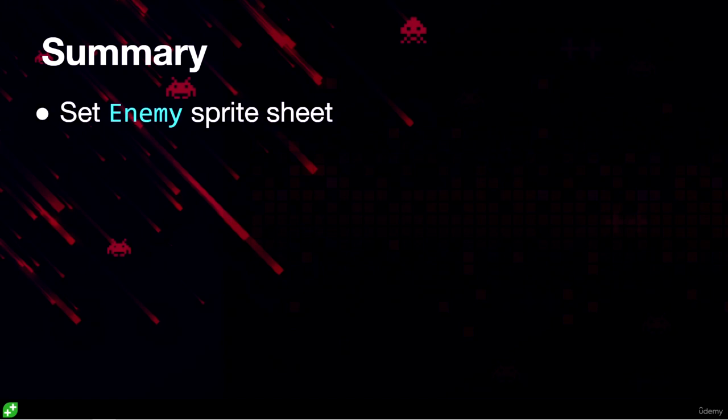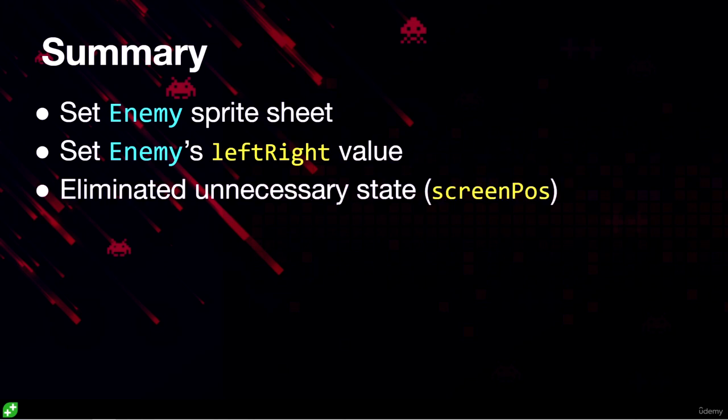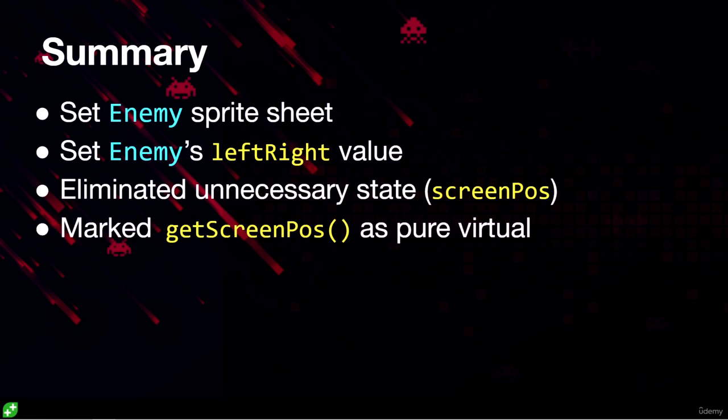So in summary, we set the enemy's sprite sheet as well as its left-right value, and we migrated some code into the base character class so it's now inherited from the base character. We also eliminated unnecessary state by taking the screenPos variable out of the picture because it's a derived value, and we now have the function getScreenPos which calculates this value from the world pos. And we saw that we needed a different implementation of this in the character versus the enemy, so we created getScreenPos in the base character class and marked it as pure virtual with = 0, which allowed us to avoid having to define it in the base character class.